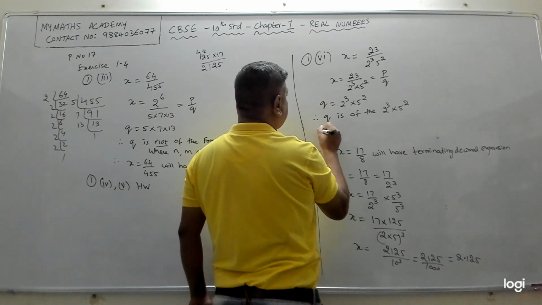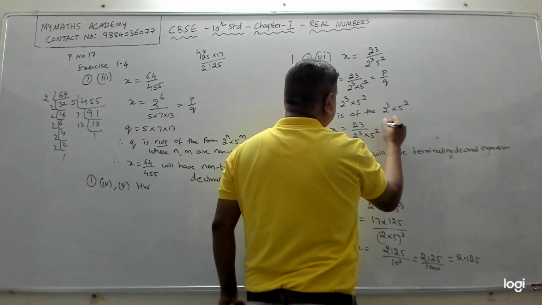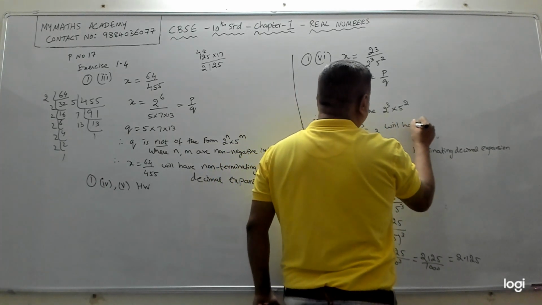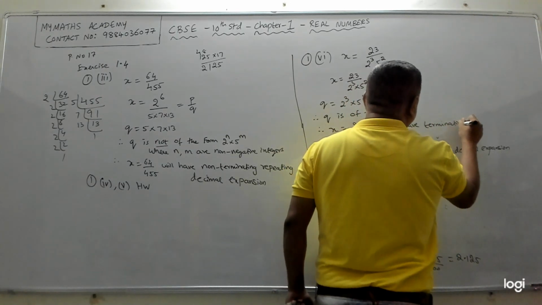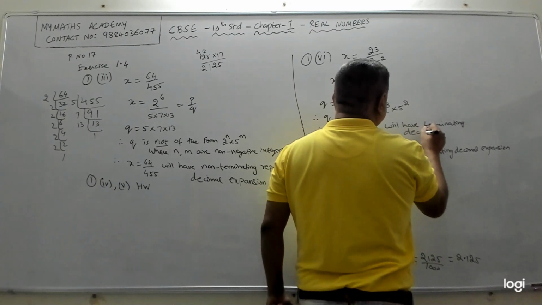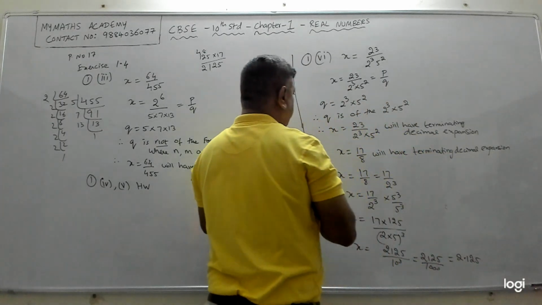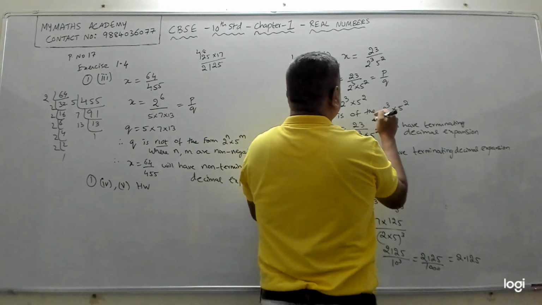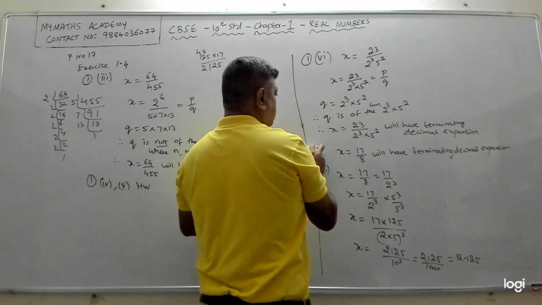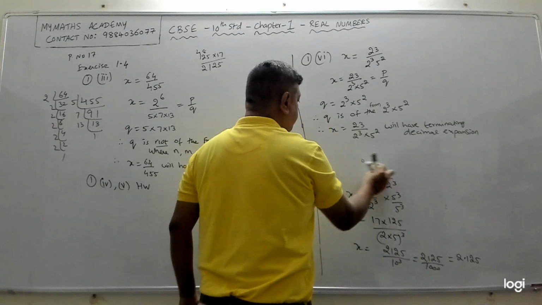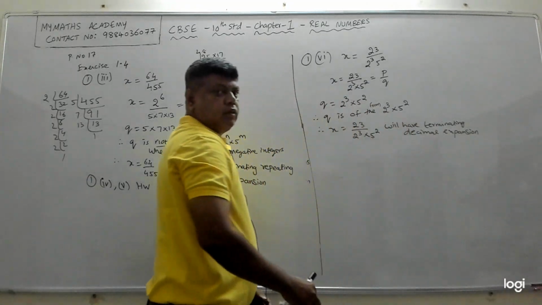So therefore we can say x is equal to 23 by 2 cube into 5 square will have a terminating decimal expansion. Right? Because q is of the form, I missed the word form. q is of the form this, therefore it will have a terminating decimal expansion. So if it is a terminating decimal expansion, then we should do the second problem also.